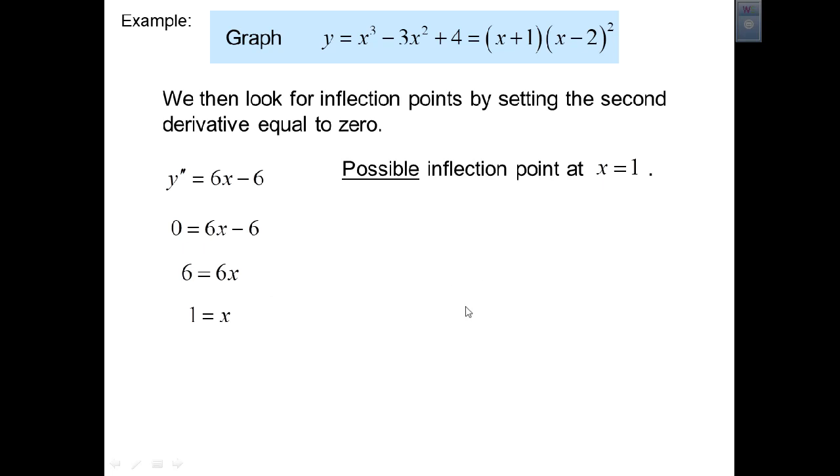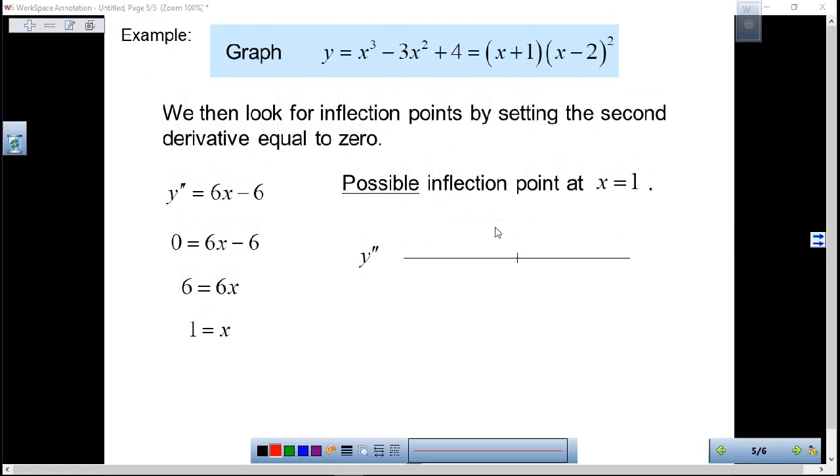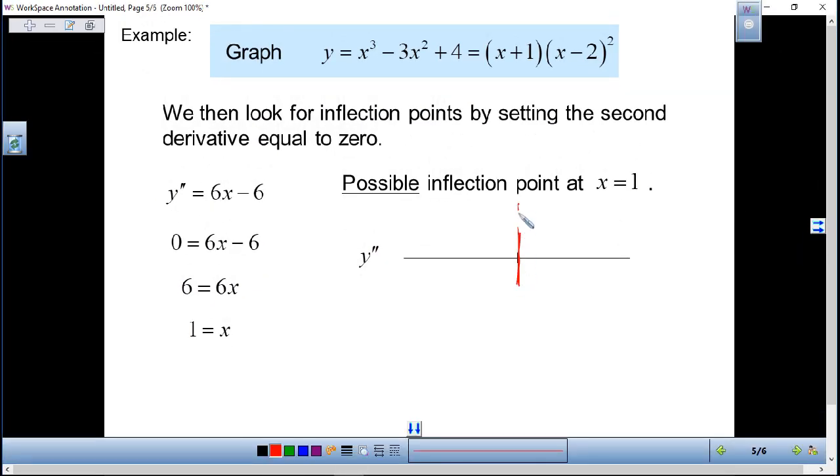And we can do a chart much like the last one. So we're going to put 1 right here. And notice we're talking about y double prime this time. Choose some value less than 1, some value greater than 1. By the way, we've already put both these values in, so they're ideal values for us to use. What did we find at 0? We found that the second derivative was negative. That means that it's concave down. With 2, we plug it in, and we're going to get positive 6, but all we're worried about is the positive, so that means that it's concave up.